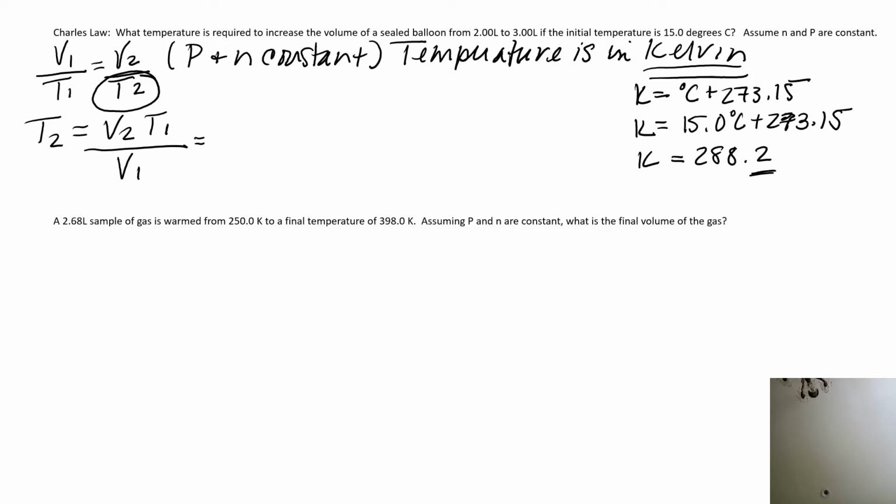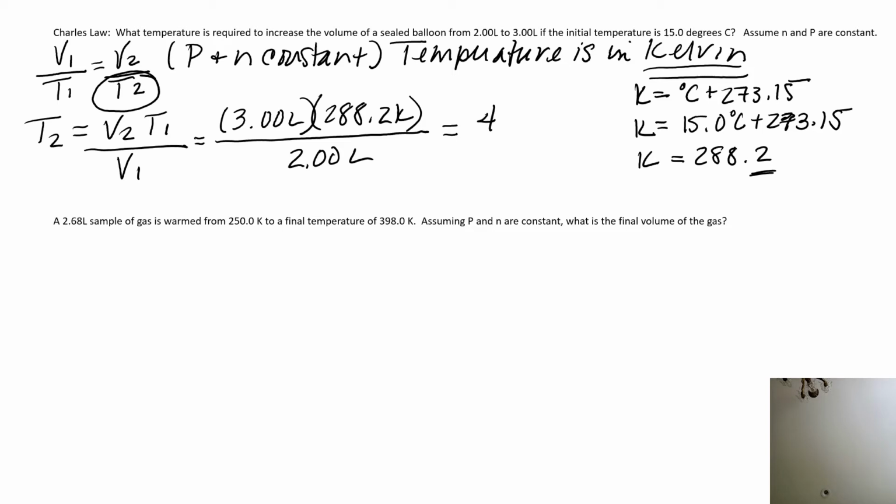V2 is 3 liters. T1 is 288.2 K. And V1 was 2 liters. And that gives us a temperature T2, to 3 significant figures, of 432 Kelvin.